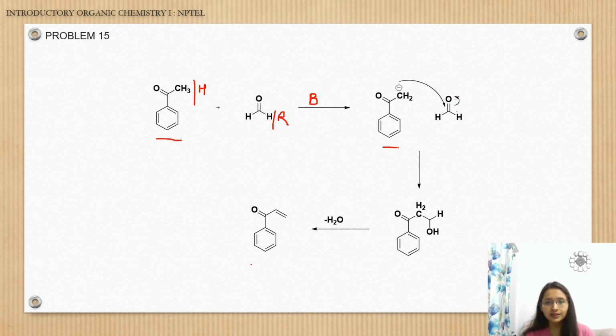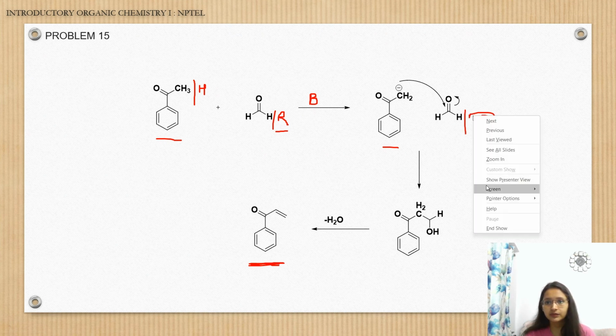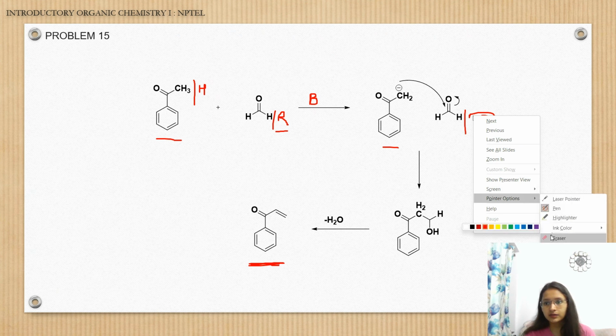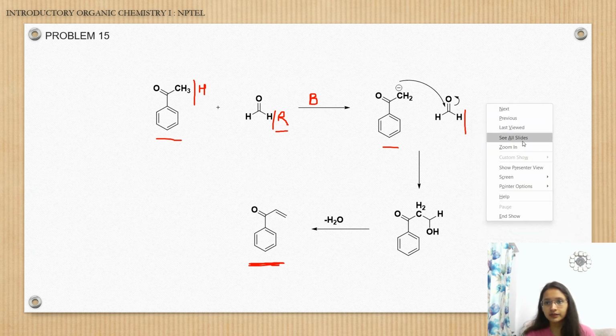So this is what we are finding: phenyl vinyl ketone. So when we use this acetophenone with aldehyde, we get that particular phenyl vinyl ketone. But suppose we start with benzaldehyde and this ketone, what happens? Instead of H, we have an R here.